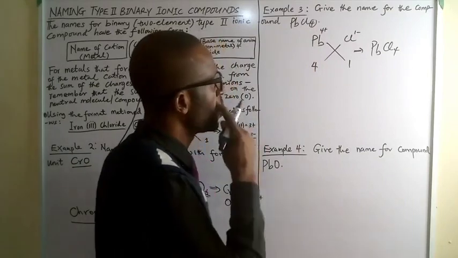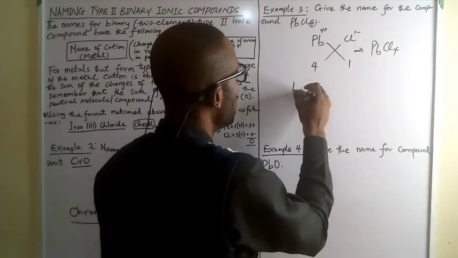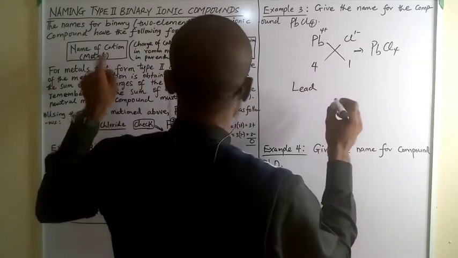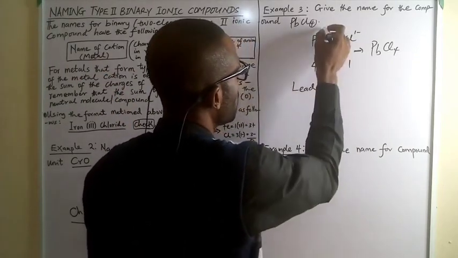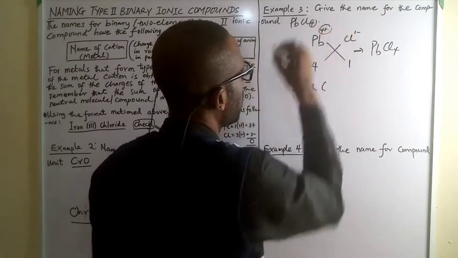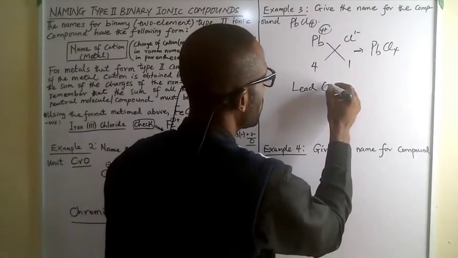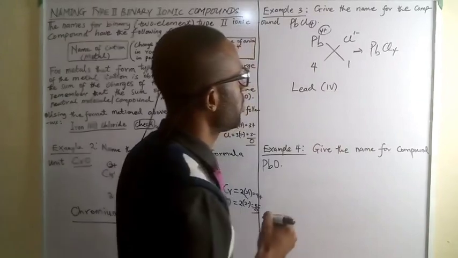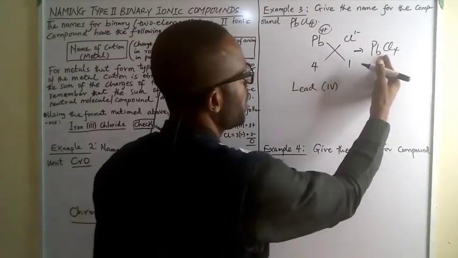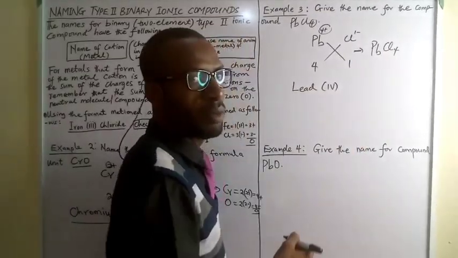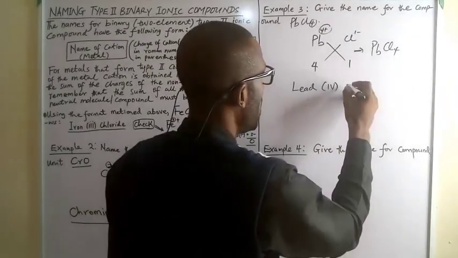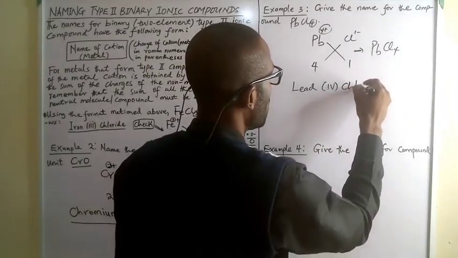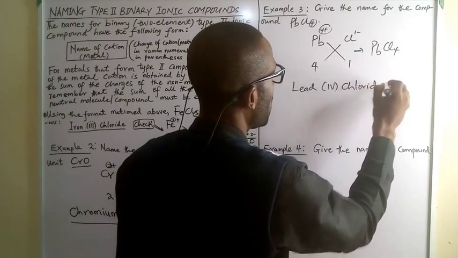It's that simple. So to name this, it becomes lead, the name of the metal or the cation. You put the charge in Roman numerals. The charge is 4 plus, as you can see, so it becomes IV, lead(IV). Chlorine: remove INE, replace it with IDE, it becomes lead(IV) chloride. Lead(IV) chloride.